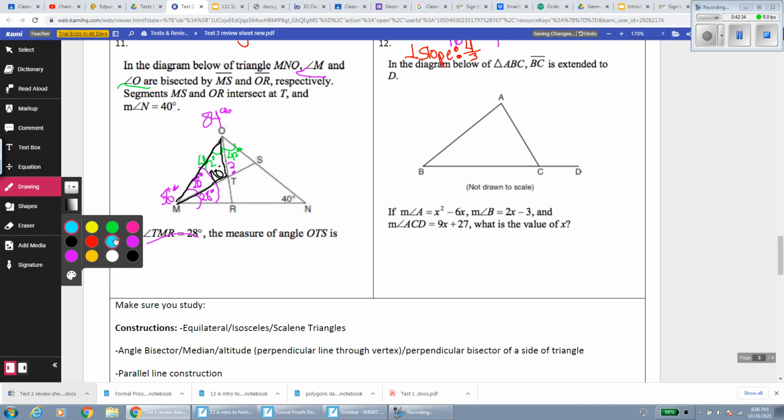And now notice that this 110-degree angle is supplementary with the angle right next to it. They form a straight angle, or a straight line. They add up to 180 degrees altogether. So if I do 180 minus 110, I should get the angle I'm trying to find, the angle with the question mark. So 180 minus 110 is 70 degrees. So angle OTS is 70 degrees. We did it.